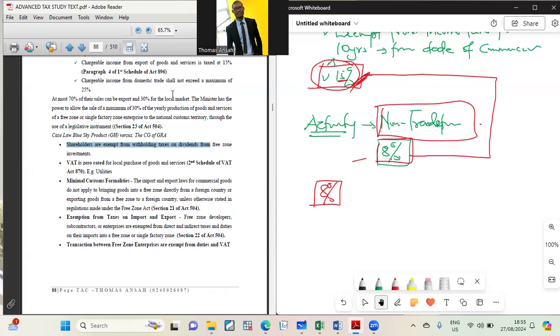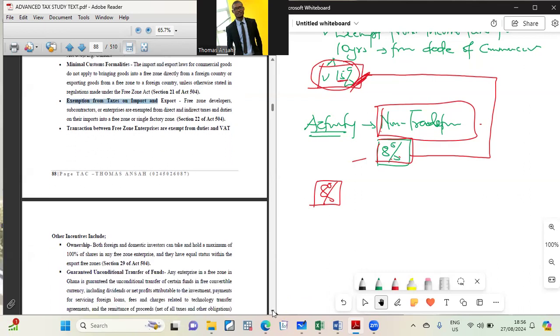VAT rate for free zone is zero rated. Zero rated doesn't mean they don't charge VAT. It means that the VAT on them is 0%. And there are minimal customs formalities. Again, you are exempt from taxes on import and export, and transactions between free zone enterprises are also exempt from duties and VAT. So these are the tax issues that you can see there.